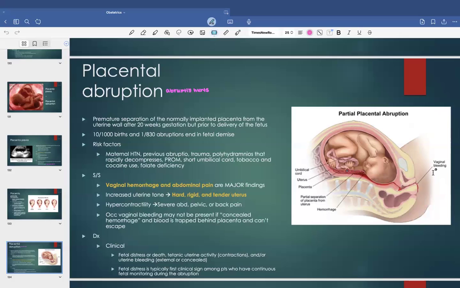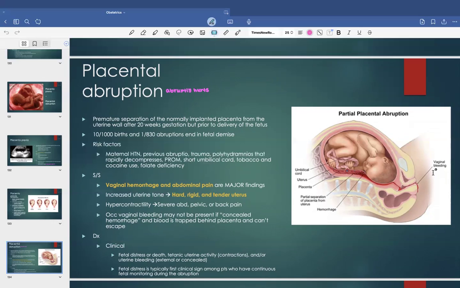Placental abruption management should be prompt intervention and treatment. You want to secure IV access, place one wide bore IV needle. Place two if the patient has signs of moderate or severe abruption, such as moderate heavy bleeding, hypotension, abnormal fetal heart rate pattern.